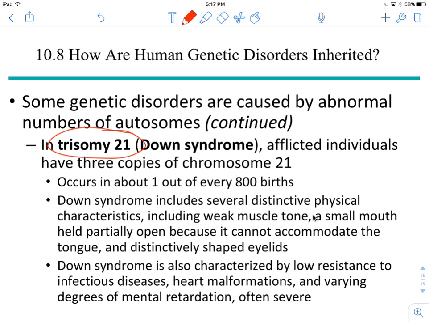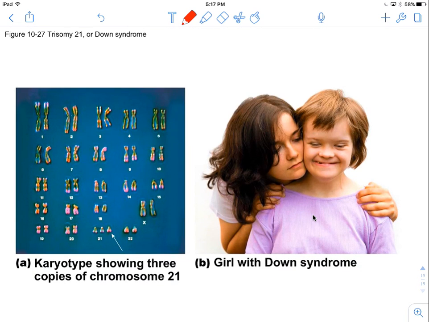So there's a non-disjunction of chromosome 21. Okay. 1 out of every 800 births is affected with Down syndrome. There are several distinctive physical characteristics: weak muscle tone, small mouth, distinctively shaped eyelids, low resistance to infectious diseases, heart malformations, varying degrees of mental retardation, some that are often quite severe. And so here is just an example. Here are those 3 copies of chromosome 21. This is a female. And this is, again, the typical phenotype of a Down syndrome individual.